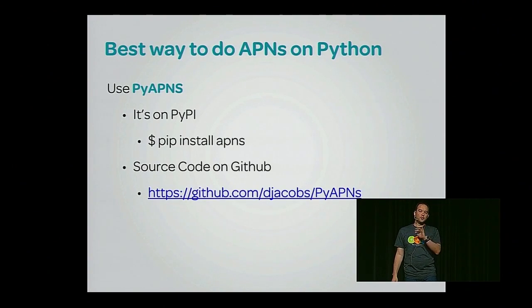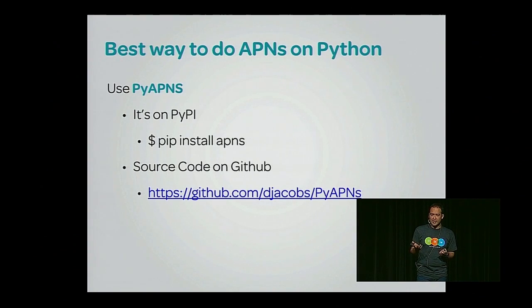By far the best way to do Apple push notifications in Python is a little package called PyAPNs. PyAPNs handles all the socket connection for you. It handles all the SSL negotiation for you, and it makes writing the code really, really simple.